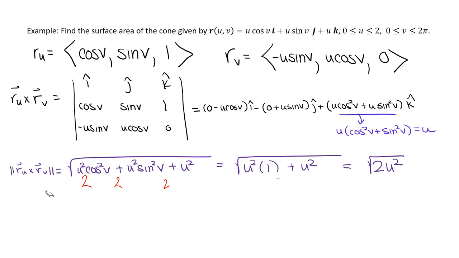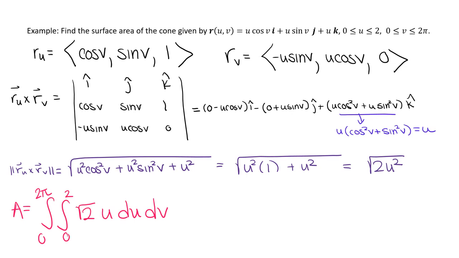So we are left with the square root of u squared plus u squared. That's the square root of 2u squared. We could also write this as root 2 times u. Again, those u's are positive, so we can just simplify that right away.